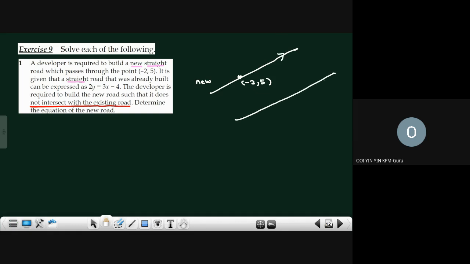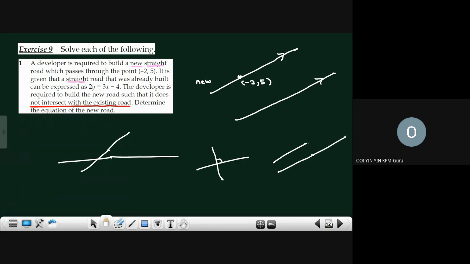Only when they are parallel will they not intersect. If they are not parallel, the lines will cross at one point. For perpendicular lines, you know why they are called perpendicular? Because two lines crossing together form 90 degrees, right? Okay, does not intersect means only one case: these two lines are parallel.